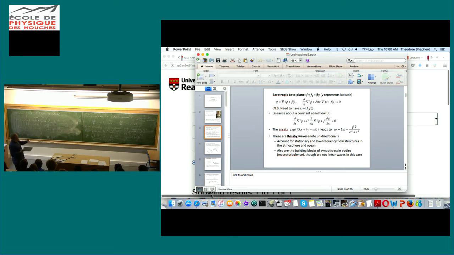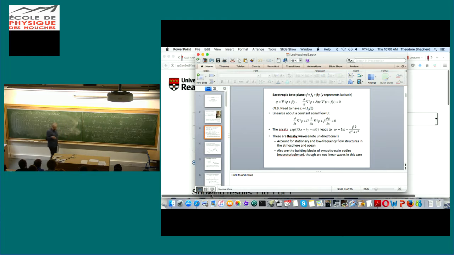Not in this one. So sometimes you include a deformation radius, but this is just the simplest non-divergent case. So if you're interested in a longer, there could be another term, and then you get a 1 over L_R squared. That's right. So there's a generalization, but we don't use that in the atmosphere typically. So this is the simplest case.